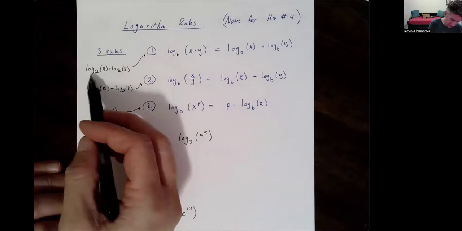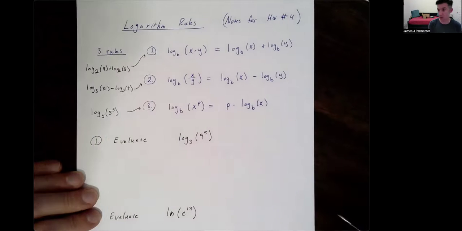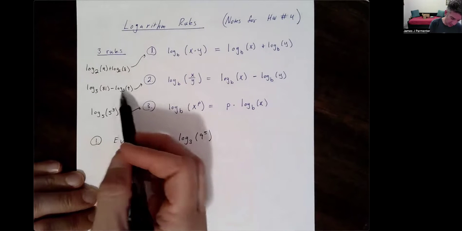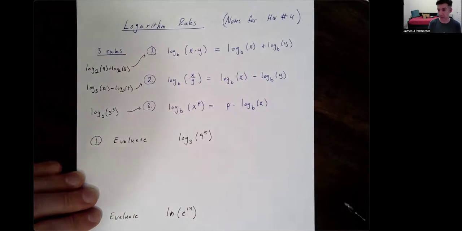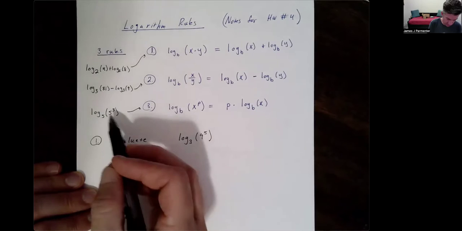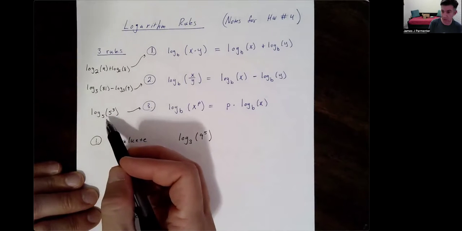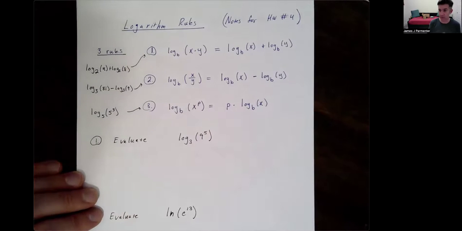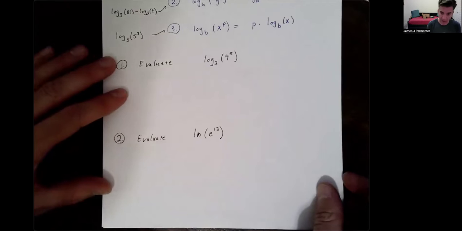This is going to be log base 2 of 4 times 8, which is log base 2 of 32, which is 5. This is going to be log base 3 of 81 divided by 9, which is log base 3 of 9, which is 2. This is going to be log base 5 of 5 to the third, which is just 3, or you can think about bringing 3 down in front and saying it's 3 times log base 5 of 5, which is 3 times 1.